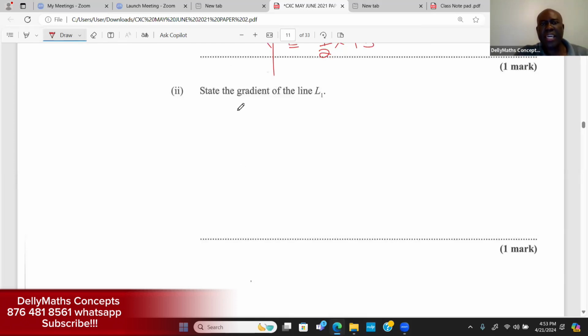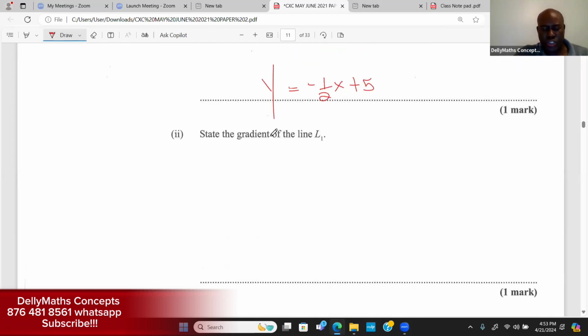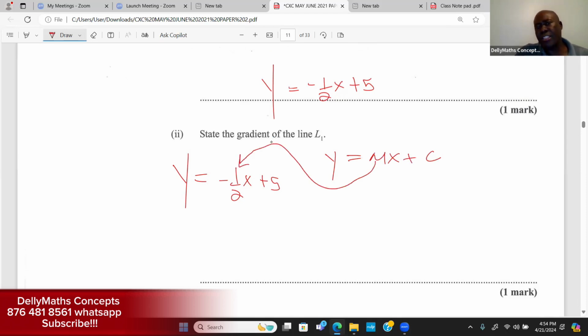Question 2 says state the gradient of L1. Take a look at it: y is equal to negative half x plus 5. The gradient is m, and m represents the coefficient of x. So the gradient is negative a half. Remember though, the x is not a part of it. It's just the coefficient of the x. So it's negative a half.